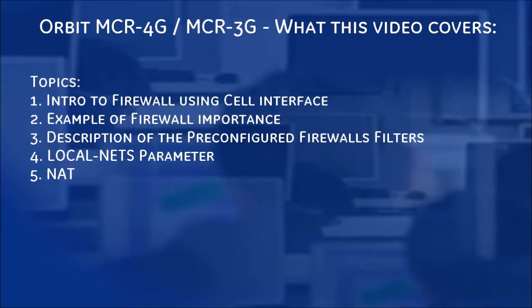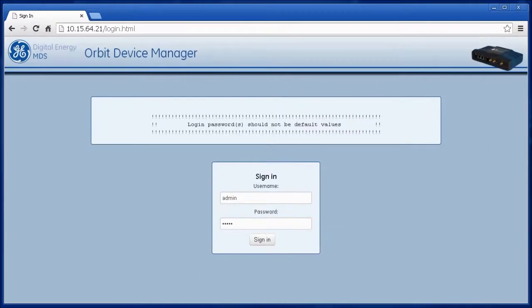After that, I'll show which filters are used by default in the cellular interface and how you can modify them to add additional rules. I'll also cover what the local nets parameter means and how you should configure it for your system. At the end, I'll briefly touch on NAT and its importance in the cellular interface. Let's start by explaining how the firewall is involved in the cell interface.